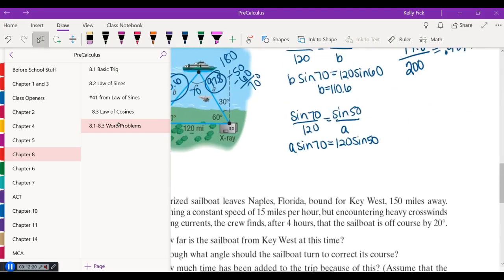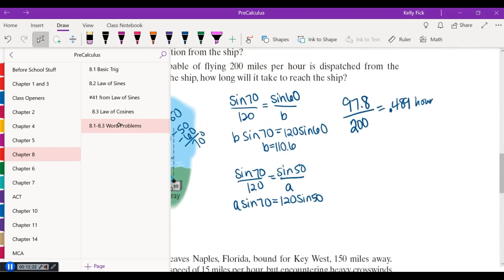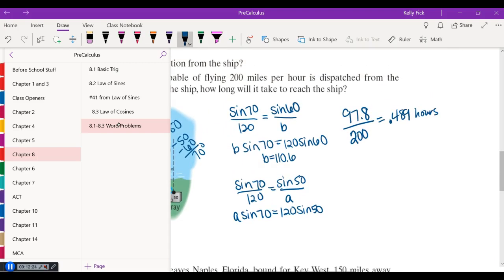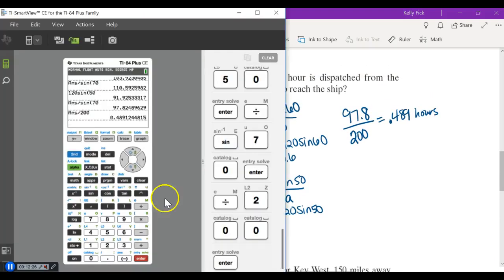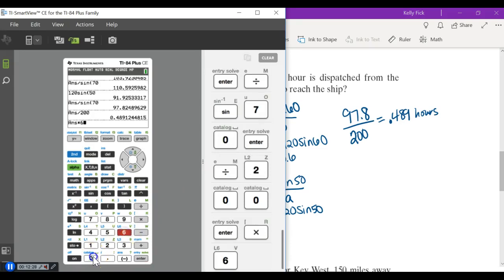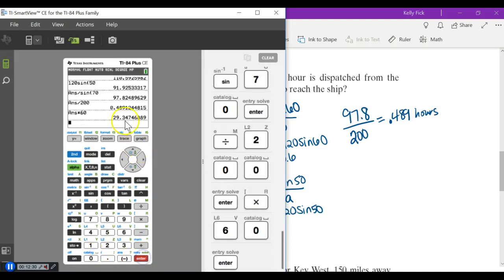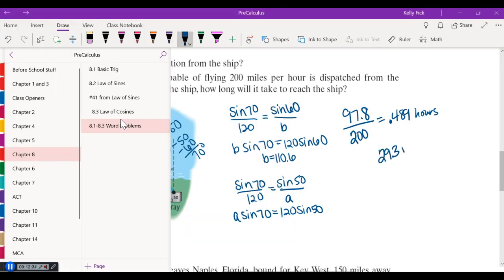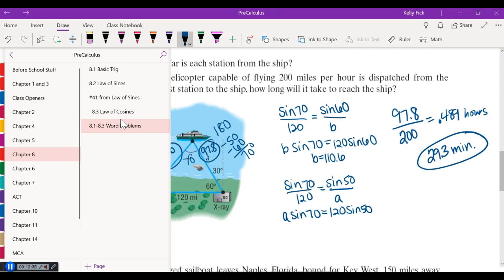Now, typically, when we have weird hours like that, we're going to times this by 60 so that we know how many minutes that is. So times by 60. So 29.3 minutes is how long that will take. Okay?